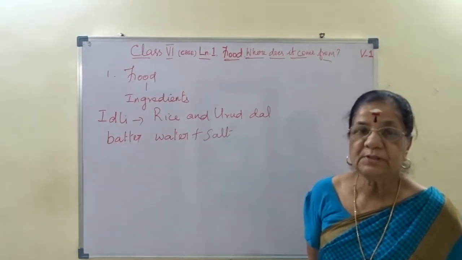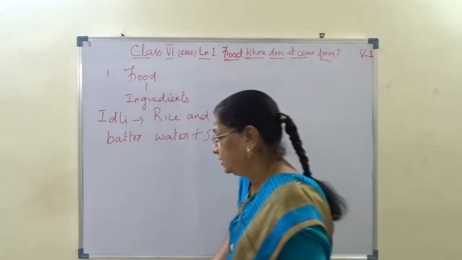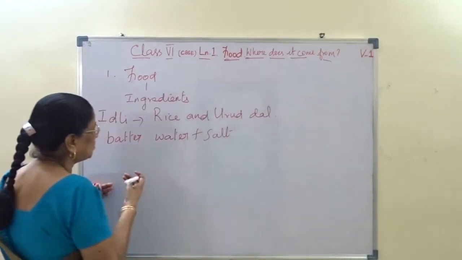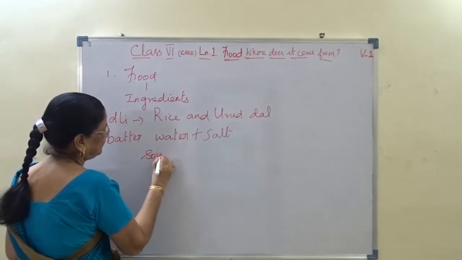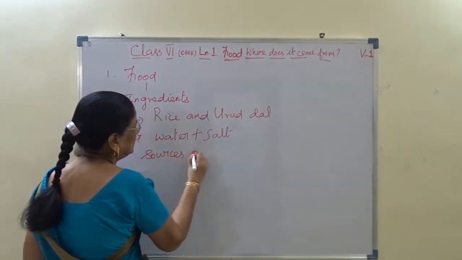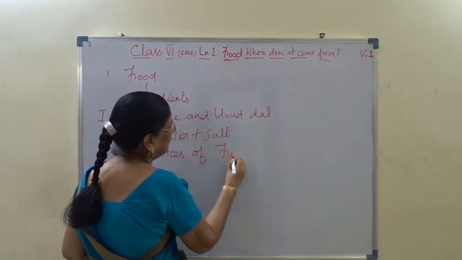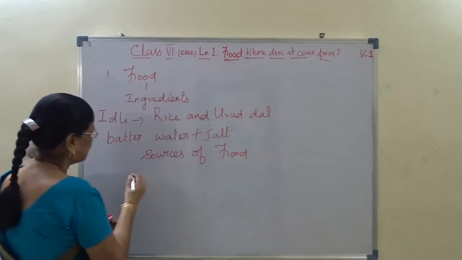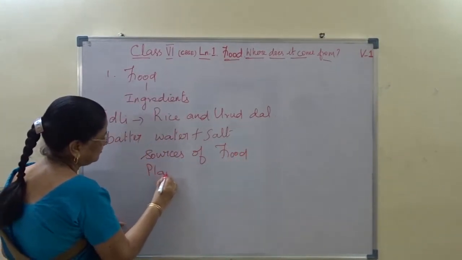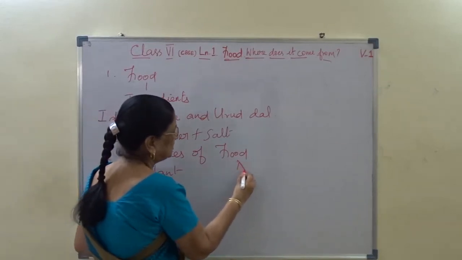So now from the ingredients, we should learn the sources of food items, as plant source or animal source.